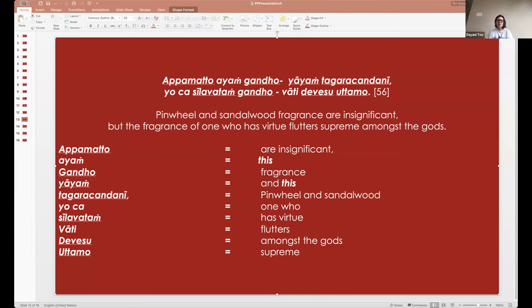Appamatto ayam gandho, yayam tagara chandani, yocha silavatam gandho, vati devesu uttamo. Very good. Appamatto ayam gandho, yayam tagara chandani, yocha silavatam gandho, vati devesu uttamo. Good, very good. Anudhi? Appamatto ayam gandho, yayam tagara chandani, yocha silavatam gandho, vati devesu uttamo.